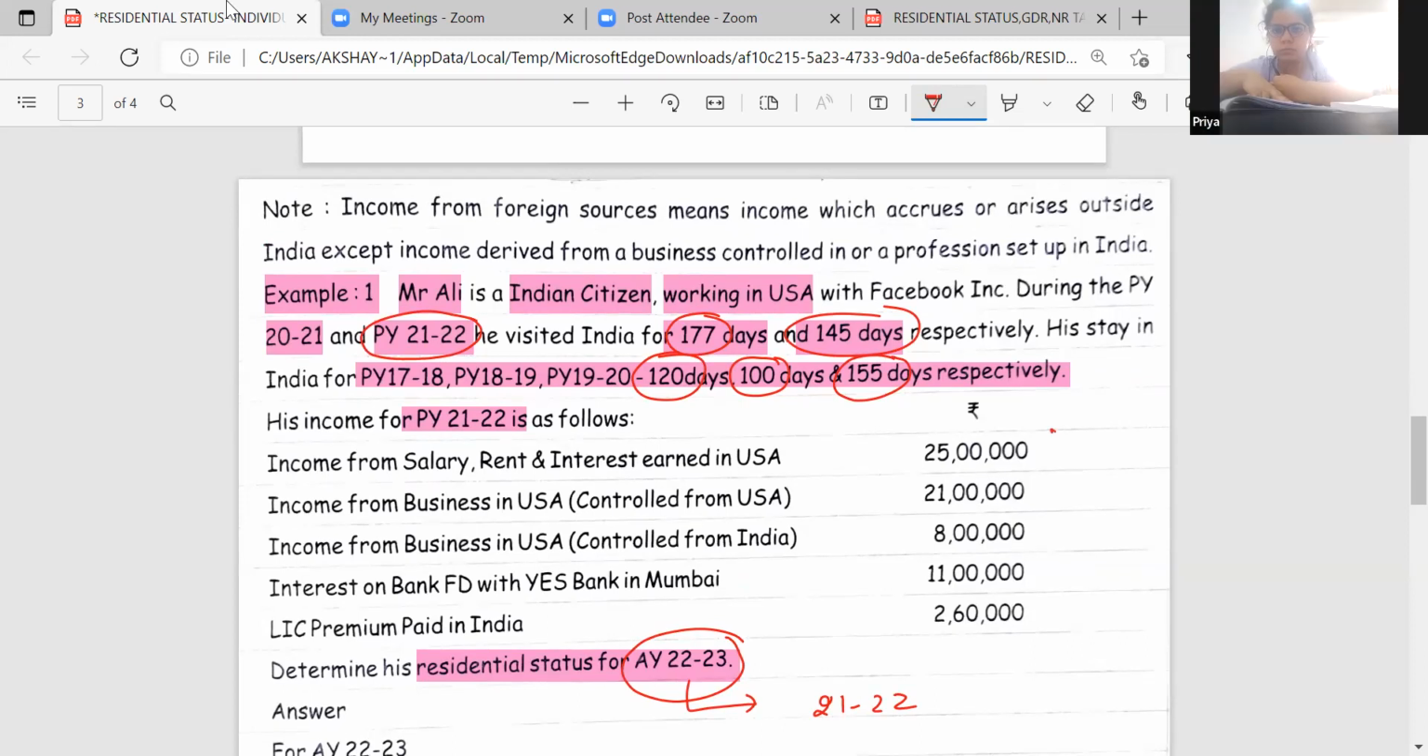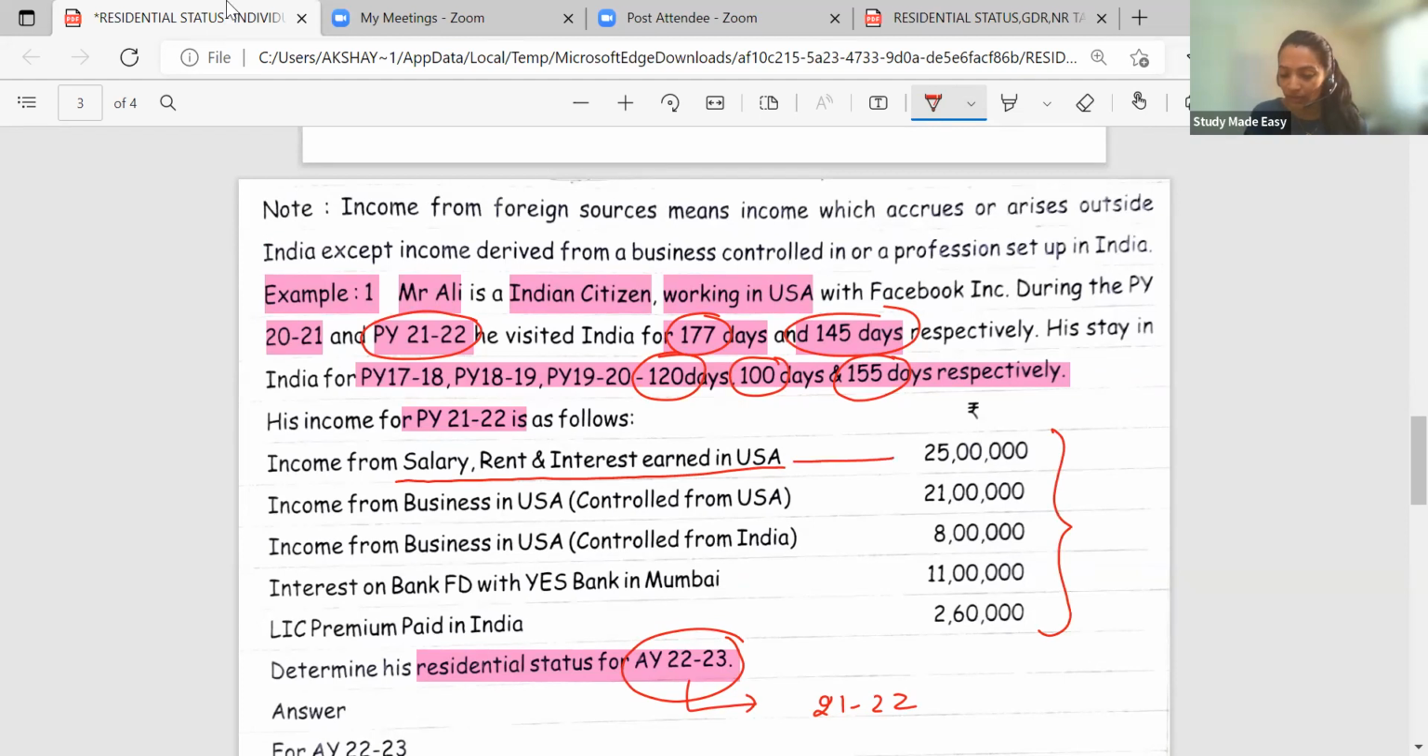Now your income computation. Would you include income from salary, rent, etc. in USA? It is 25 lakh. In USA he is earning 25 lakh. 50,000 ka deduction. Who has failed to give the 50,000 ka deduction?